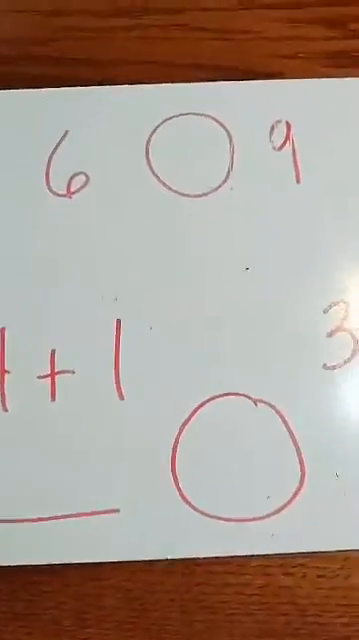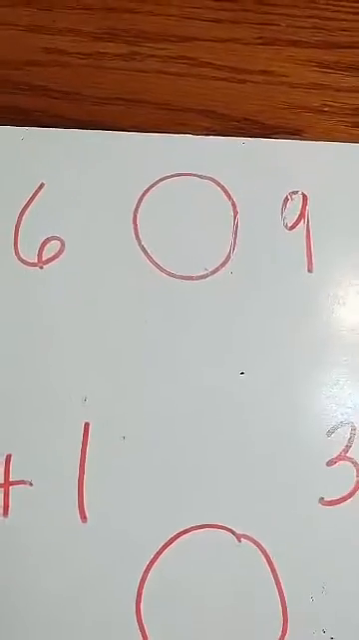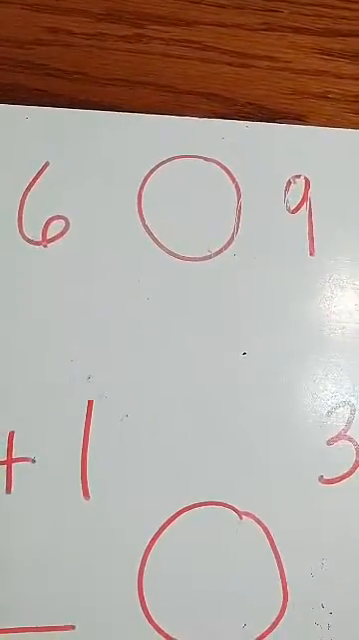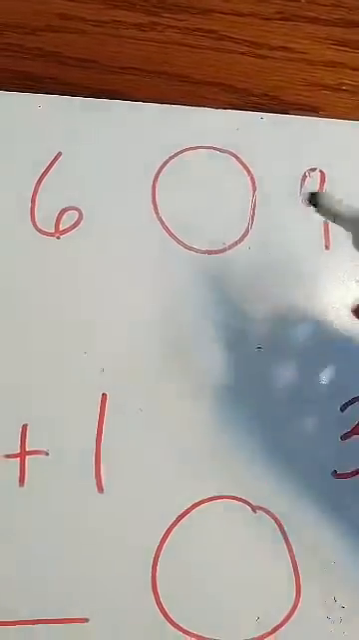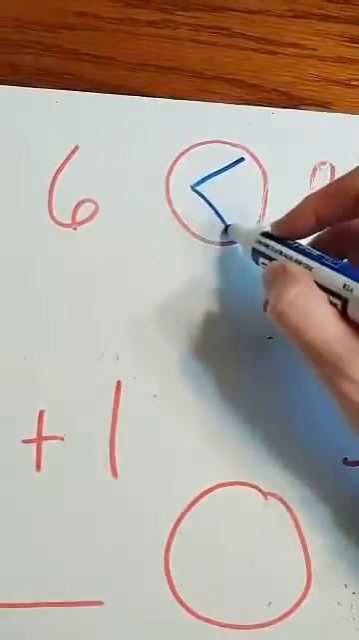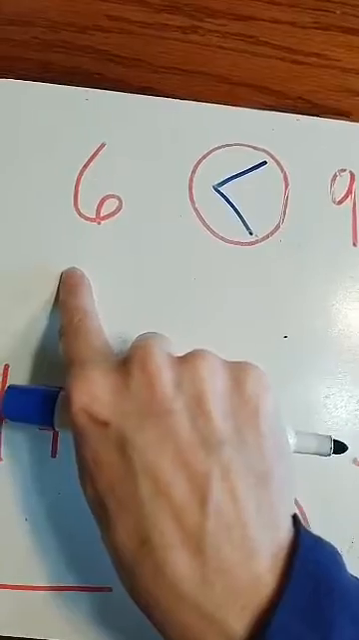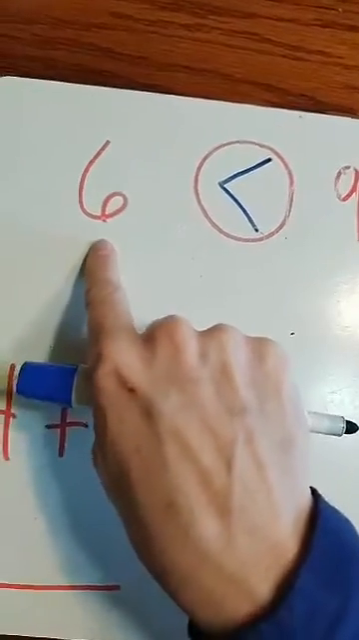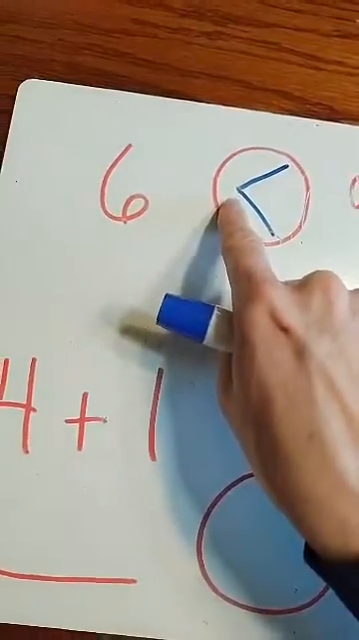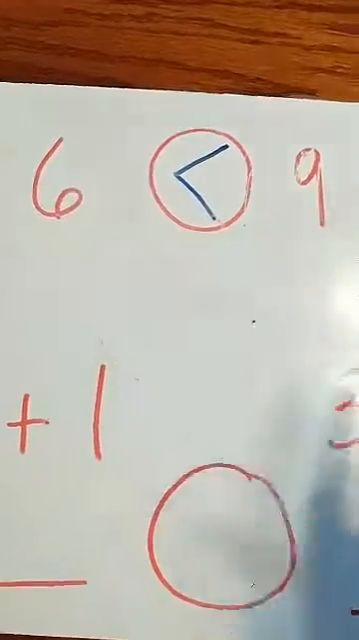6 and 9. Which way would the mouth be going? You're right, he's going to want to eat the 9. So the open mouth is to the 9 and I point to the 6. So I would read this, 6 is less than 9.